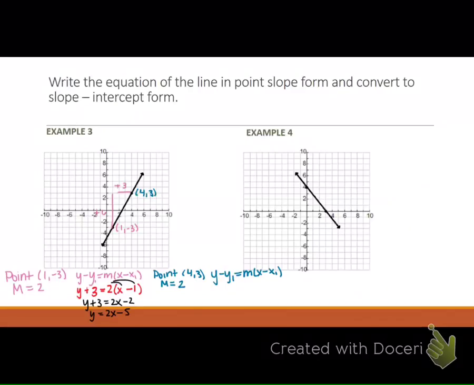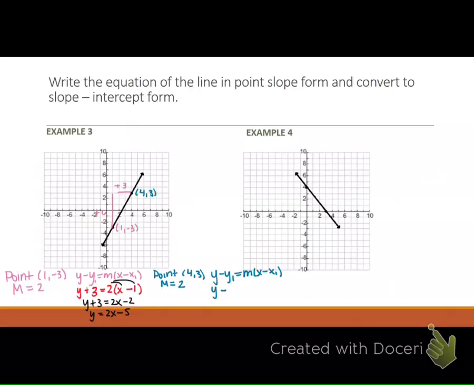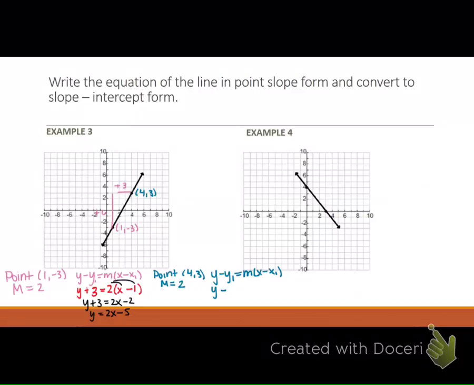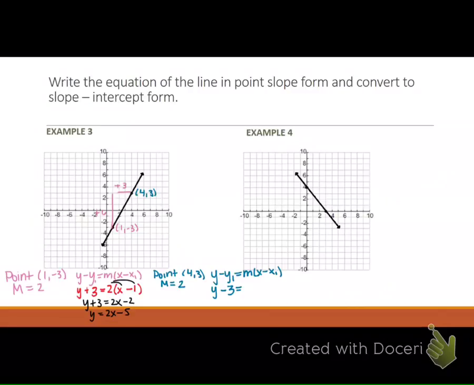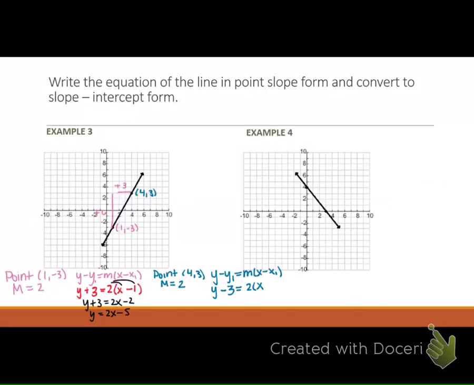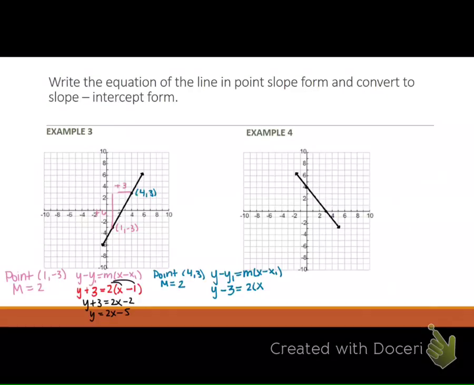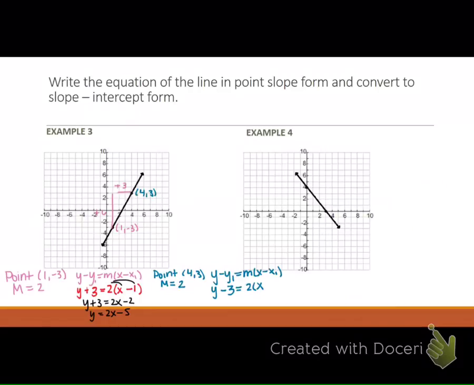Okay, so it would be y minus. Y plus, or no, y minus 3. Perfect. Equals 2, good, and then parentheses x, minus, or no, plus 1. So your ordered pair, you're looking at the wrong ordered pair. This ordered pair. Oh yeah, that's okay. Sure. All right, and then let's see. Okay, yeah, all right.